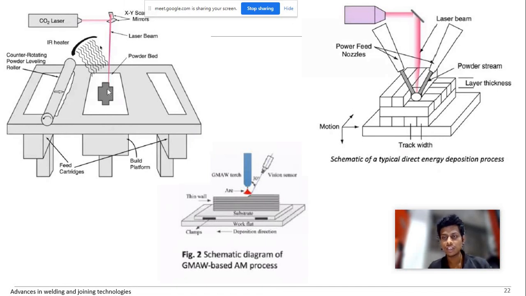Some kind of sintering is there. Many bonding mechanisms are there, and based on that we'll achieve the required component. That is powder bed fusion. This is basically the SLS, selective laser sintering process; this schematic shows it.